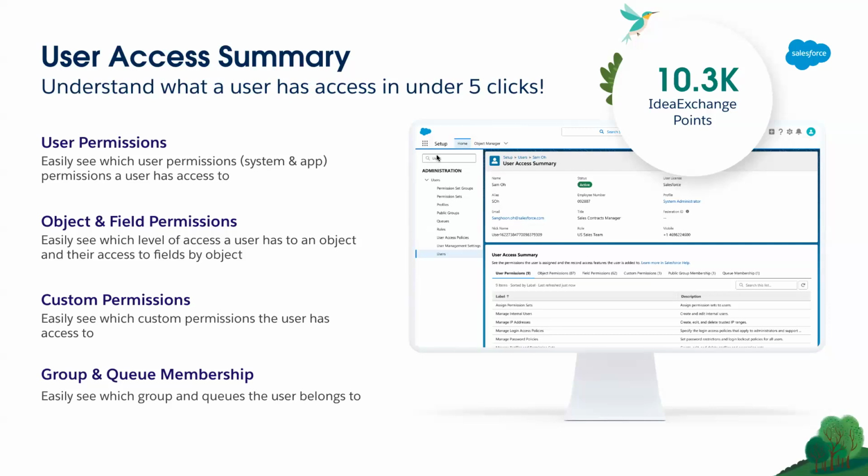And so now in the Summer release, you'll see a button on all of your users that says View Summary. When you click on that, you can see all of the user permissions a user has access to, all of the object and field permissions, custom permissions, and public group and queue membership. And I see there might be a question.